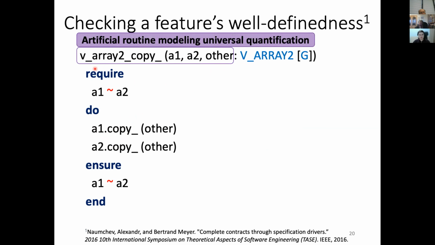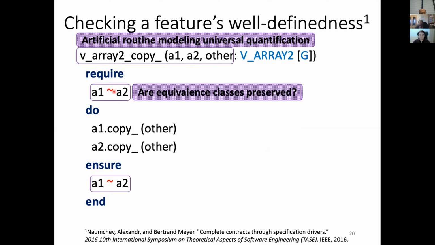And so this routine that you can see, V_RA2 copy, is an artificial routine that is never called. But the goal of its existence is to be verified by AutoProof. It's not intended to be run, but you can call it a theorem or statement that says for any A1, A2, and other, such that A1 is object equal to A2, doing the copy on these two objects preserves their equivalence. And for the equivalence, AutoProof also can only see the contract definition of equivalence. So this is how we check whether the contract of copy is well defined.